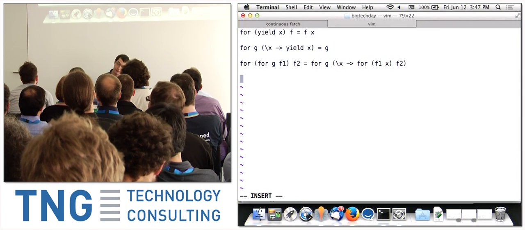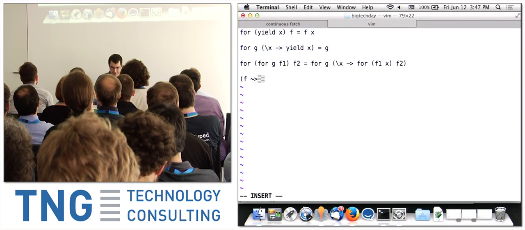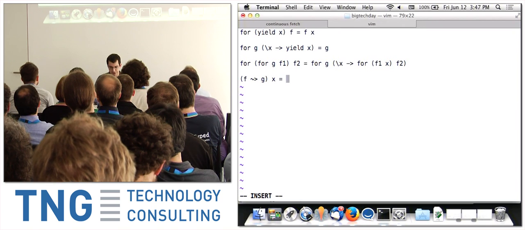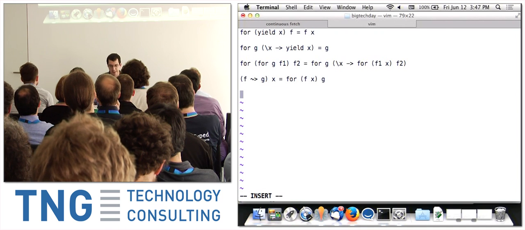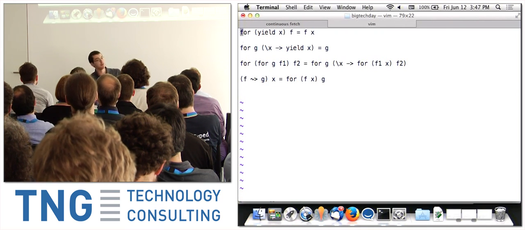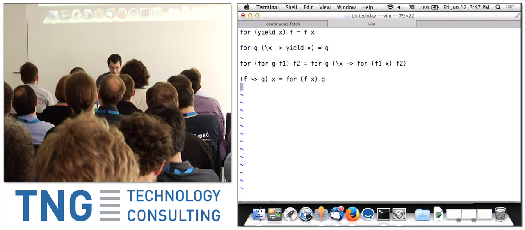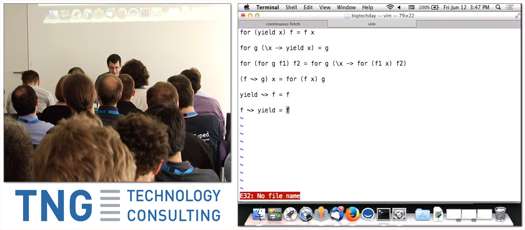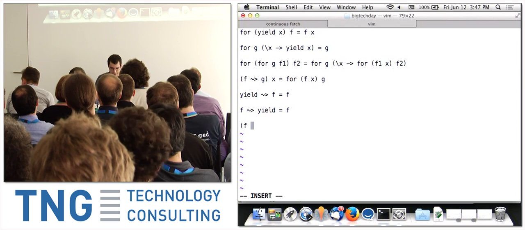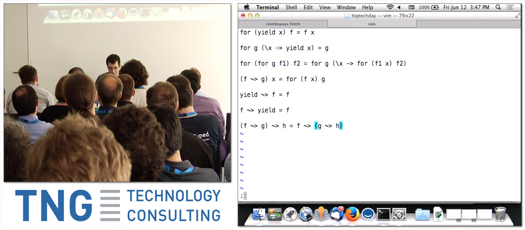It turns out that you can rephrase these three equations in terms of another operator. We'll call this operator this, and we'll say this operator is equal to for f of x, g. Notice how similar that looks to function composition. It turns out that these three rules at the top can be expressed in terms of three equations that are more like abstract algebra. The first one would be yield into f equals f. That's an identity law. The second one would be f into yield equals f. That's another identity law. And the third one is equivalent to saying that f into g into h is the same thing as f into g into h grouped differently.